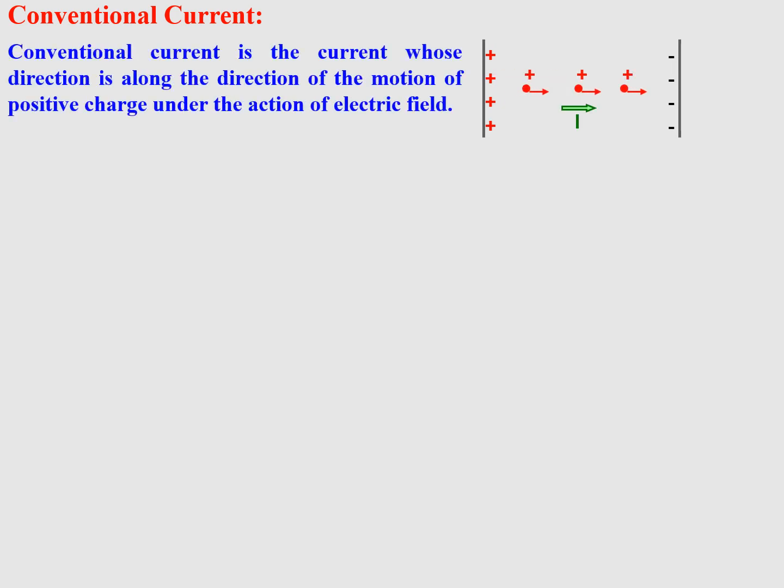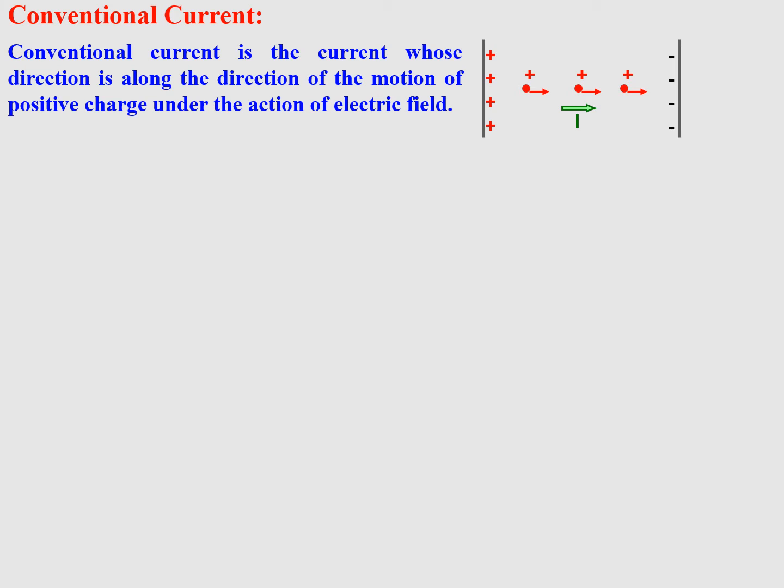Here in this figure you can see that charges are flowing from the positive terminal of the battery towards the negative terminal of the battery. According to the definition, conventional current is the current whose direction is along the direction of the motion of positive charge under the action of electric field.